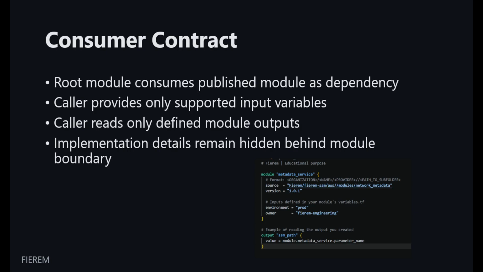The root module consumes the published module as a dependency. The caller supplies only supported inputs. The caller reads only supported outputs. This keeps implementation details behind the module boundary.